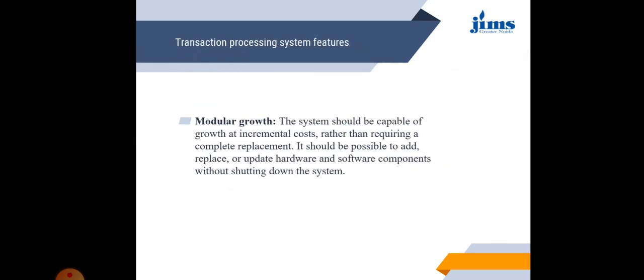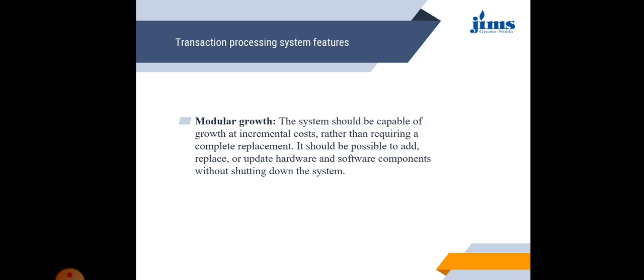Next one is modular growth. The system should be capable of growth at incremental cost rather than requiring a complete replacement. It means it should grow at an incremental cost, not that I have to completely replace the whole system. It should be possible to add, replace or update hardware and software components without shutting down the system.